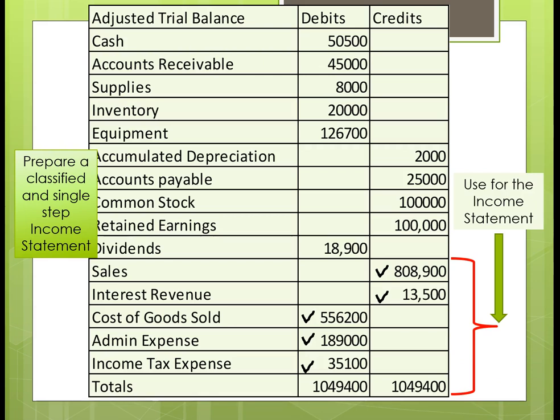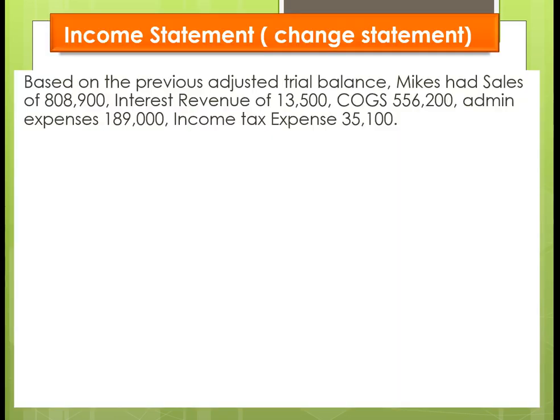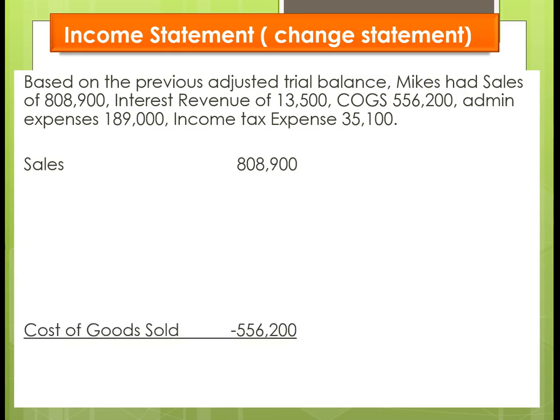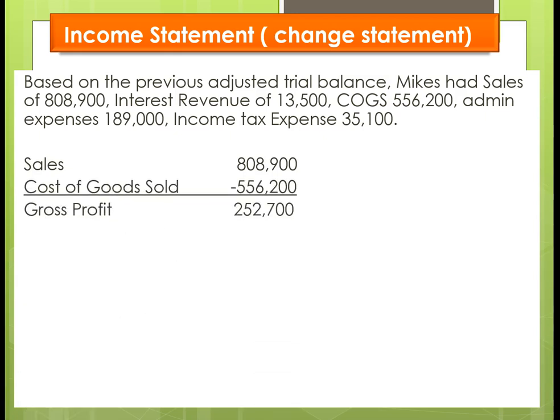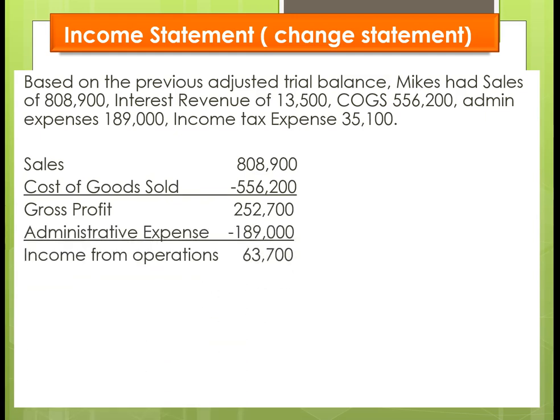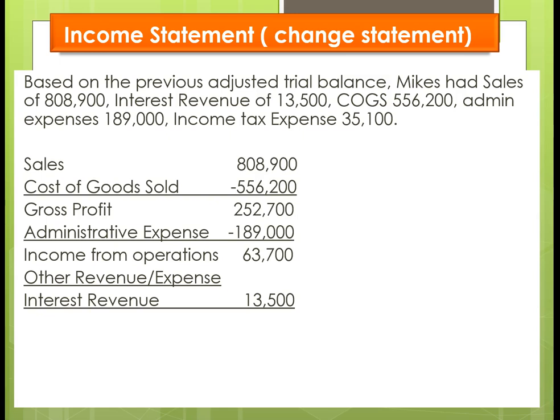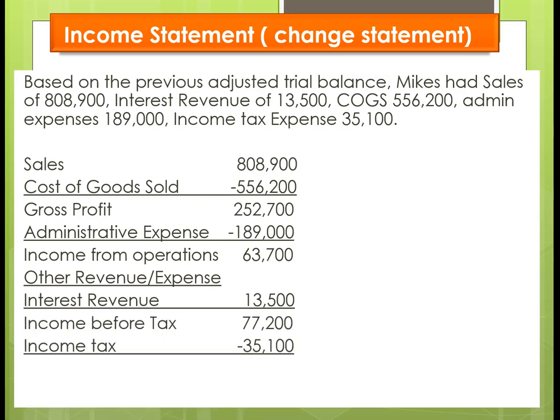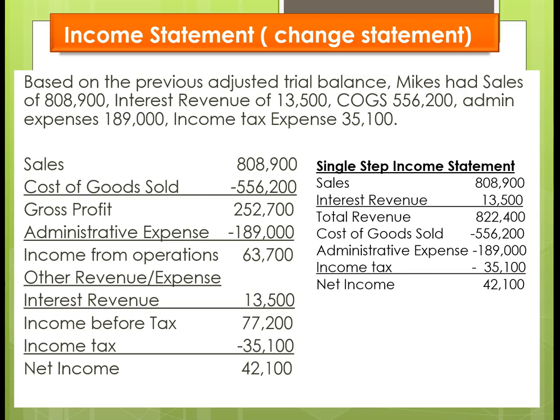Now we're going to look and see what that looks like. So, based on the information provided, we're going to have our sales less cost of goods sold. That's how we get our gross profit minus administrative, gives us income from operations, other revenue and expense, income before taxes, income taxes, and net income. This is what it would look like if it was single step.